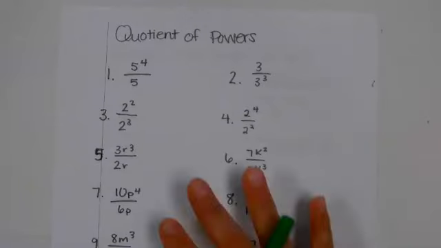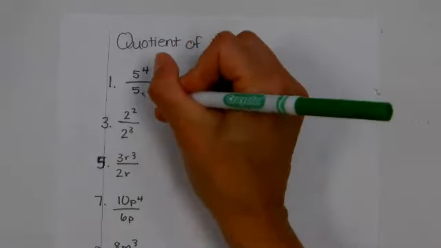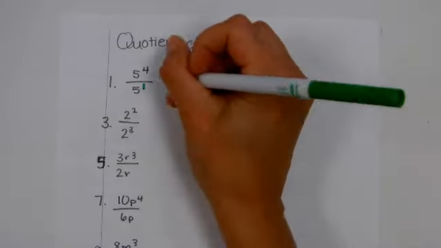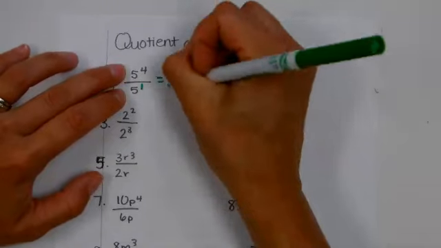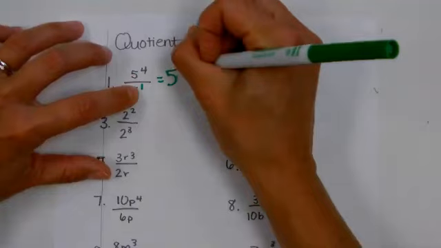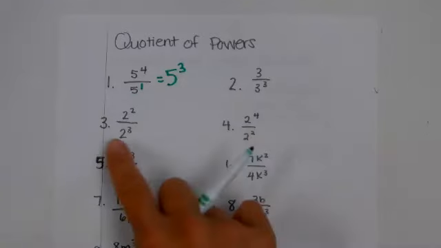So let's just start with a top one, a nice easy one, and then let's do one of each kind. So 5 to the fourth over 5. Remember, there's a hidden 1 there, okay? And so since we have the same base of 5, we're going to keep the base 5, and we're going to subtract. 4 minus 1 would give me 3 as my exponent, okay? And that's how we do 2, 3, and 4.